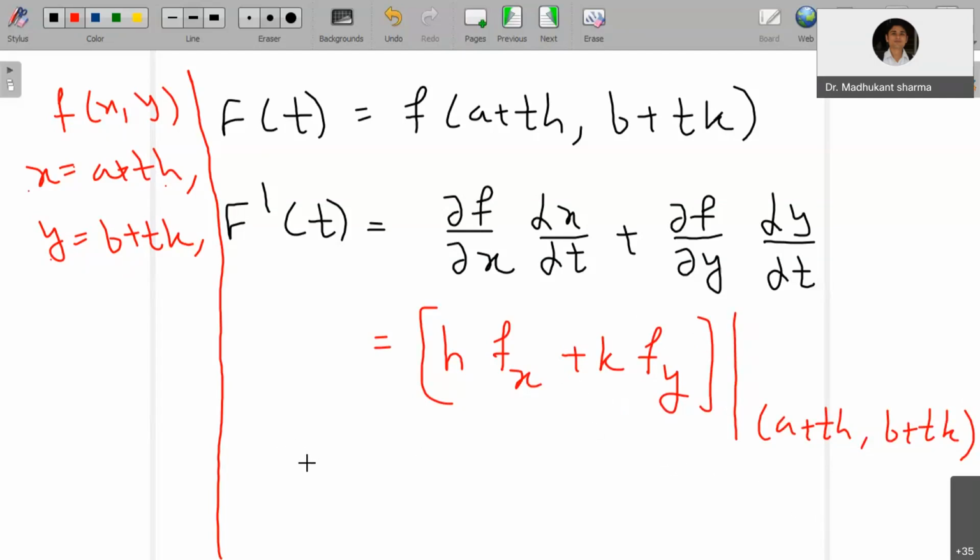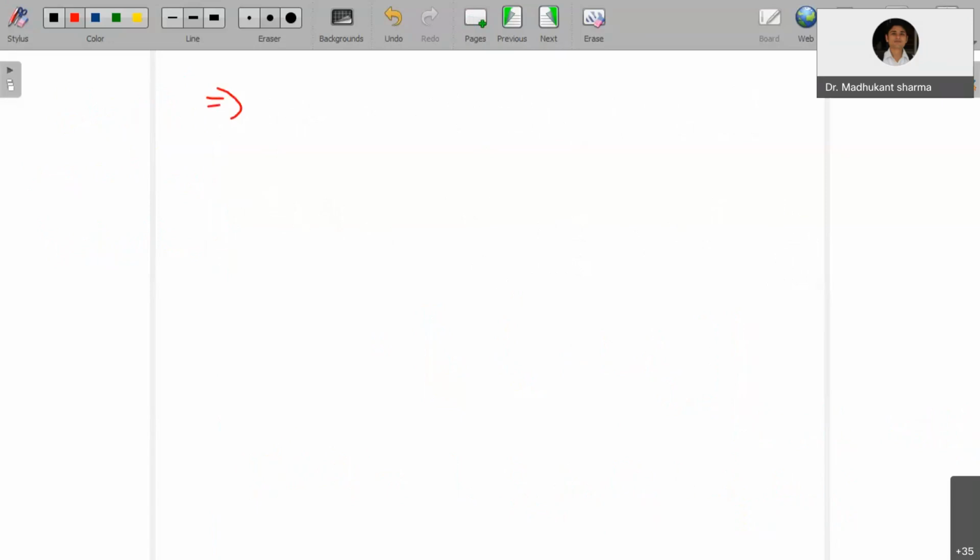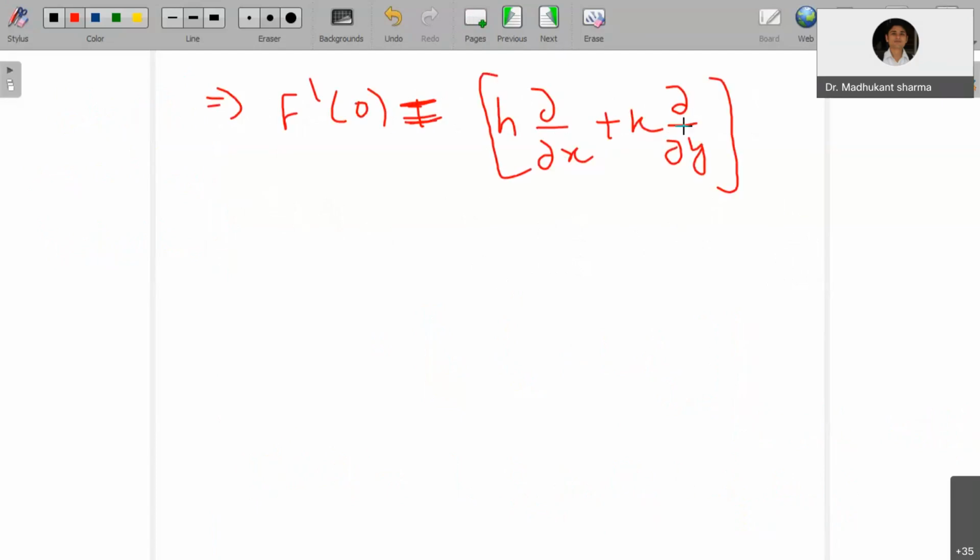Now what you are interested in is f dash at 0, meaning t equals 0, meaning you are evaluating everything at the point a comma b. So h times fx at a b plus k times fy at a b. Now I'm writing it in a different manner as well. So this implies f dash at 0 equals h times dou by dou x plus k times dou by dou y, operating on f and then evaluated at the point a b. I'm just writing it in this way for a future point of view. I want to relate it with the previous one.